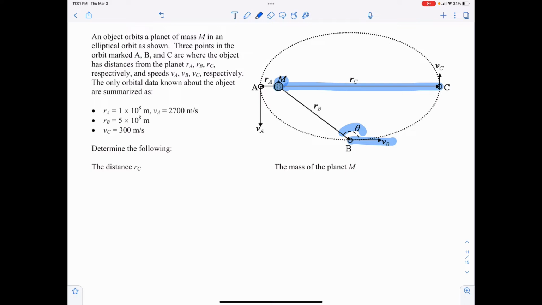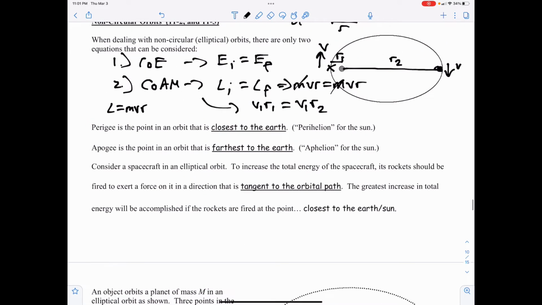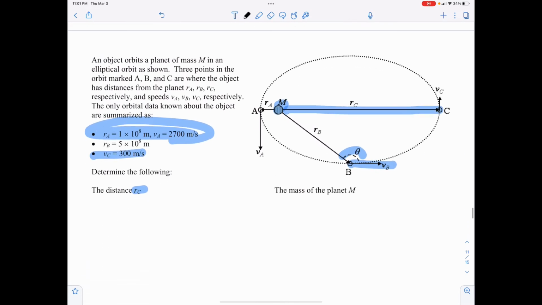Okay, so to do RC, let's think about what we have so far. We have RA, VA, and we have VC. We're looking for RC. So we can use this equation here and compare VA, RA to VC, RC, and then just solve the equation for RC. That's exactly what we're going to do.